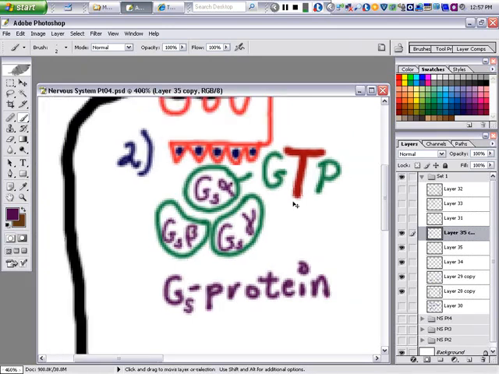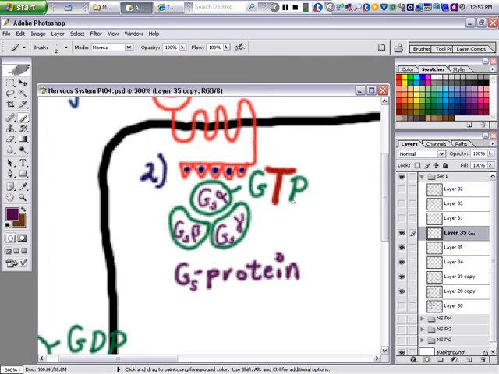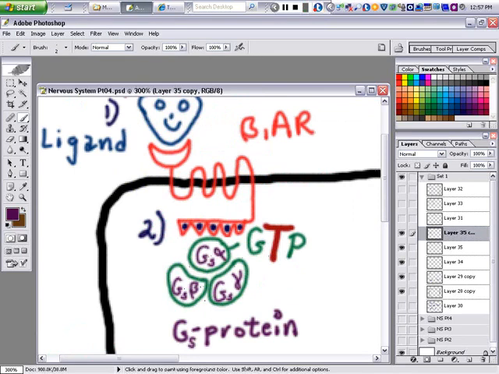Okay, so let's go back and see where we are. We've done nothing new in a while, and all we've done is name things. So this trimeric protein is called a G protein, and it has 3 subunits. When it becomes activated, it loses the GDP and it gains GTP. Have I lost anyone yet? Everything making sense so far?